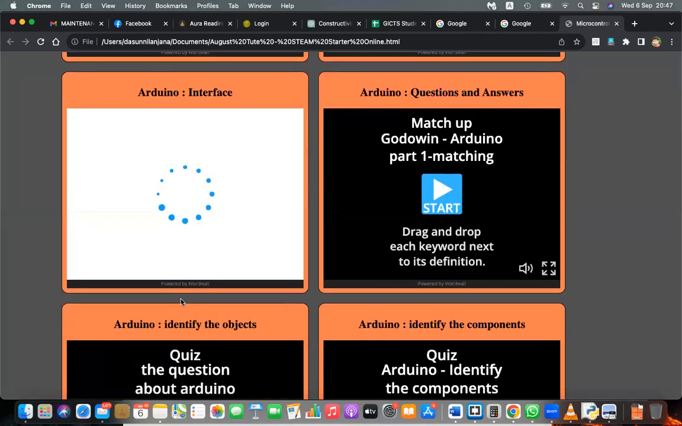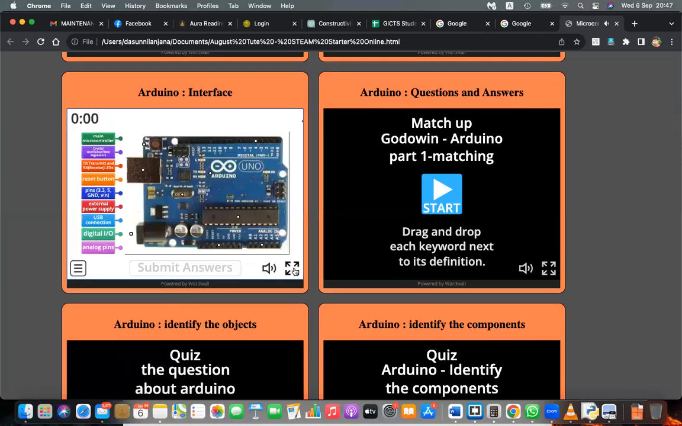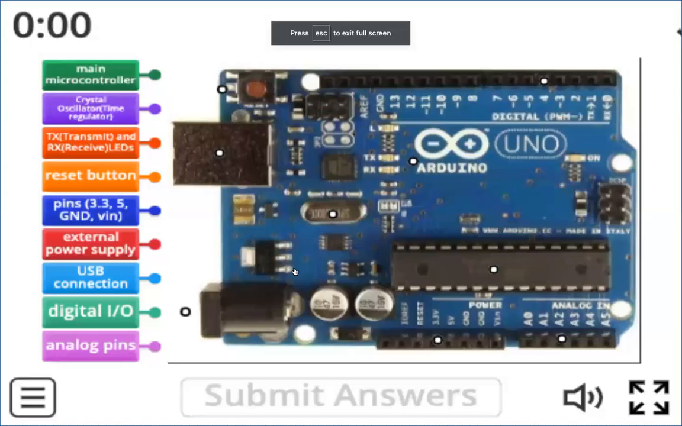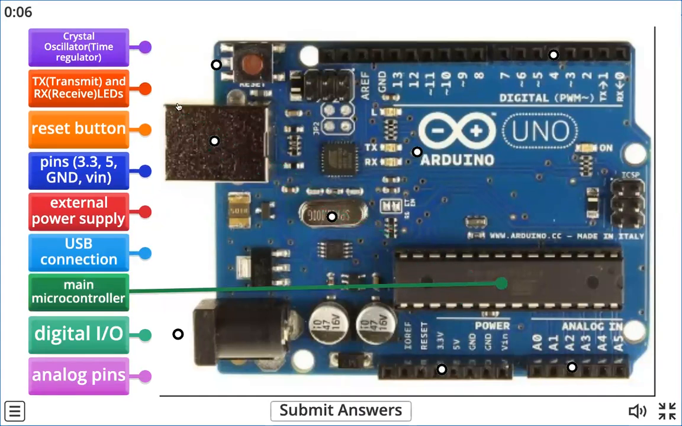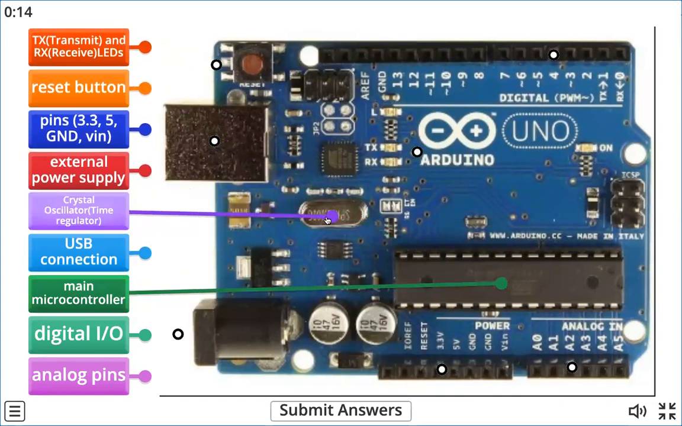Okay, let's identify the Arduino interface first. Okay, this image shows the thing. The main controller is this IC, and then you have the crystal oscillator. Crystal oscillator is here. I will inform you what the process of the crystal oscillator is. I will tell it later.